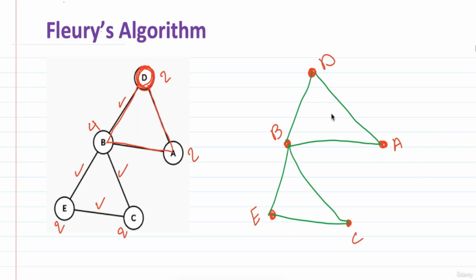Okay, for an Euler trail, you start at an odd vertex, you use this mechanism, and eventually you will end up at the other odd vertex.